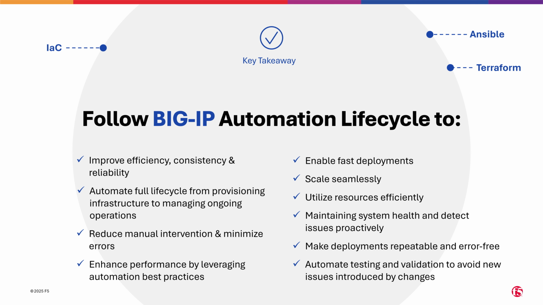Monitoring and analytics also play a vital role in maintaining system health and detecting issues proactively. Overall, using IaC with Terraform and Ansible not only modernizes the management of BIG-IP environments, but also prepares them for future scalability and operational challenges. Automation improves reliability by making deployments repeatable and error-free. Testing and validation processes can also be automated, ensuring that changes do not introduce new issues. Monitoring and analytics tools further help to maintain system stability and quickly detect any problems.